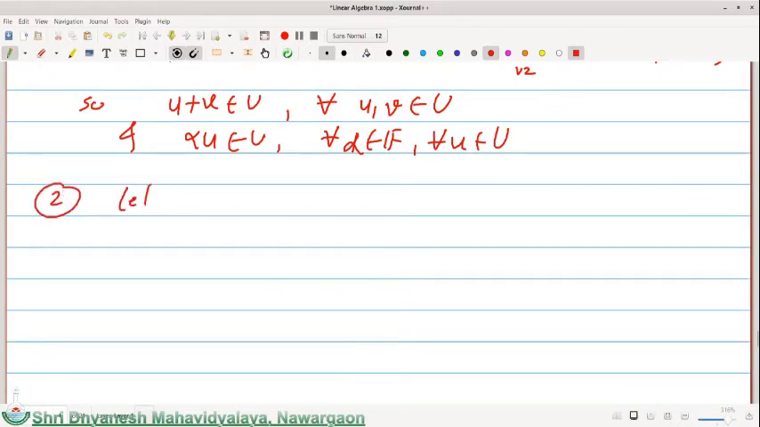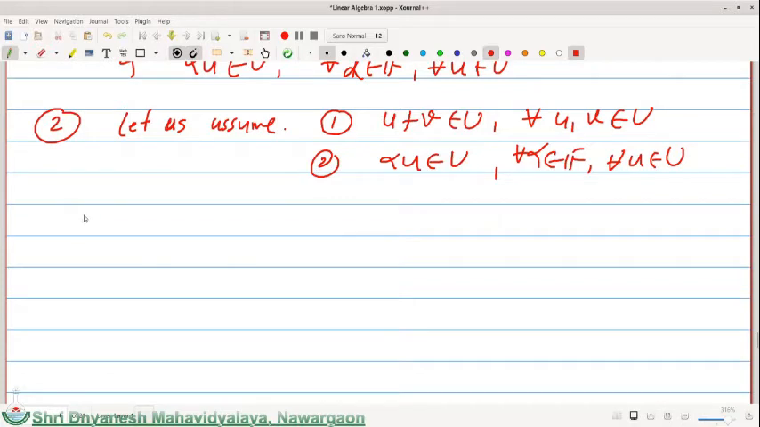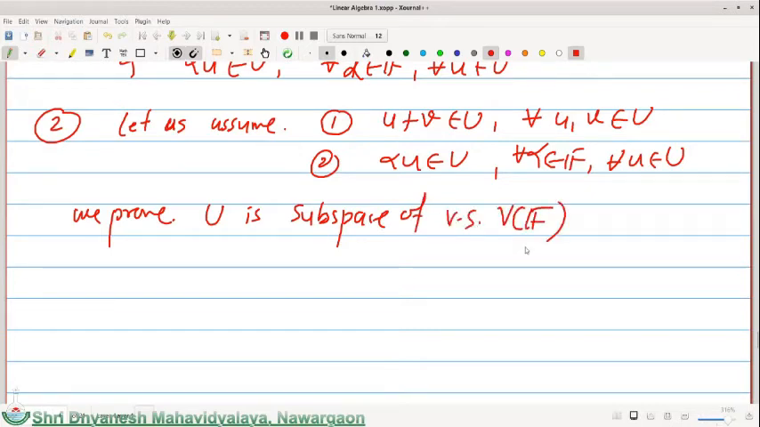Here we will assume, number 1, that u plus v belongs to U for all u, v belongs to U, and number 2, alpha u belongs to U for all alpha belongs to field F and for all u belongs to U. Okay, and we prove U is a subspace of vector space V over F.